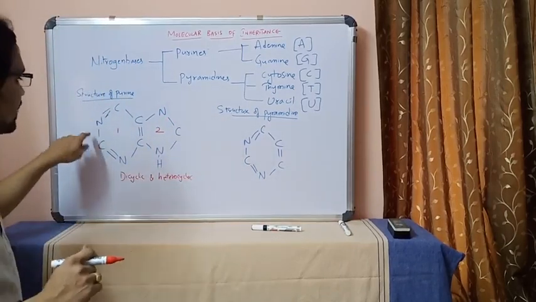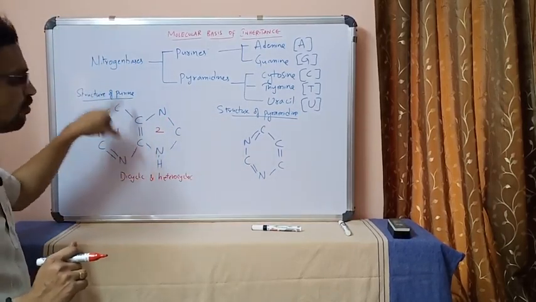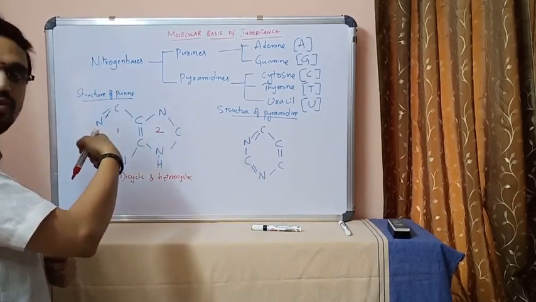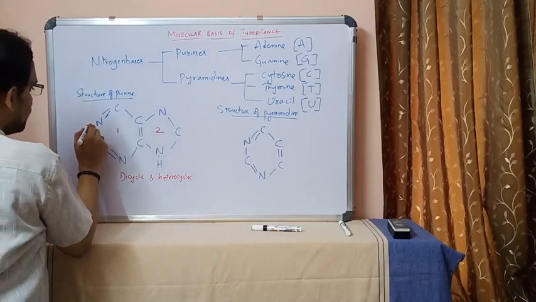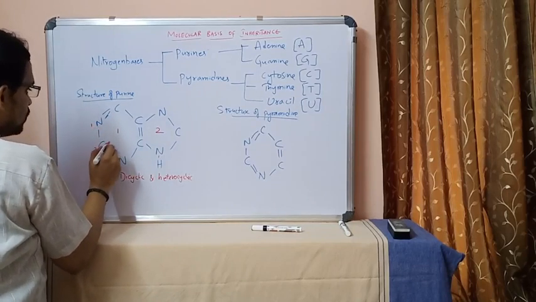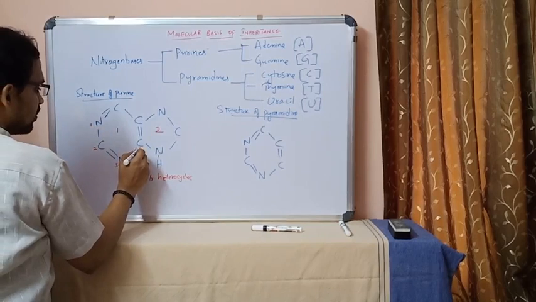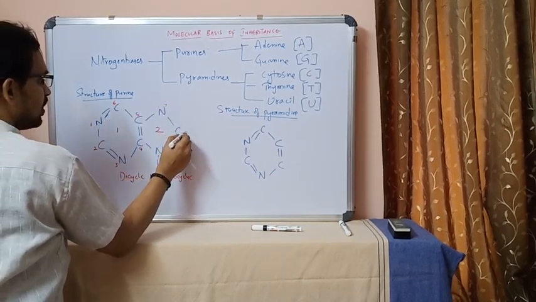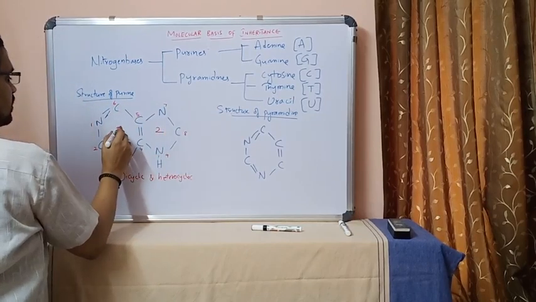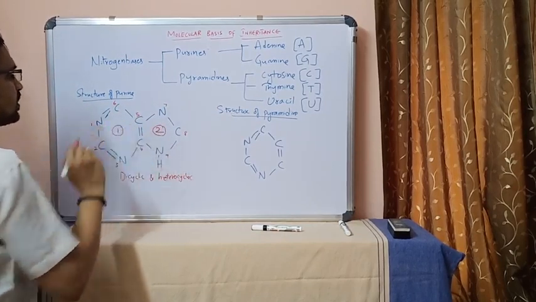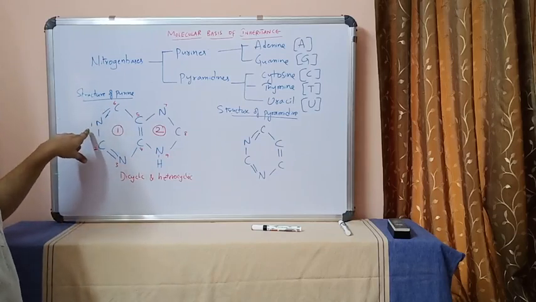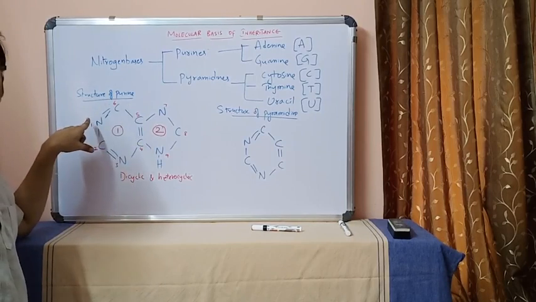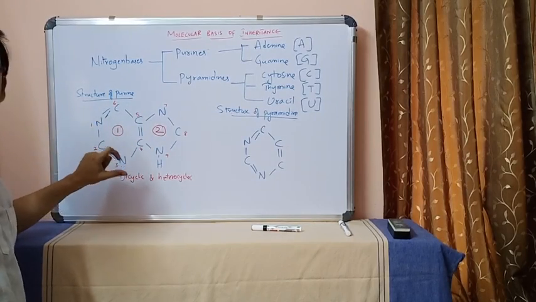You should give numbering for this structure of purine. Numbering should always be counterclockwise for the purines. You should start from here: 1, 2, 3, 4, 5, 6, 7, 8, 9. These are the two cycles. So the numbering should be given in the anti-clockwise or counterclockwise manner for the purines.